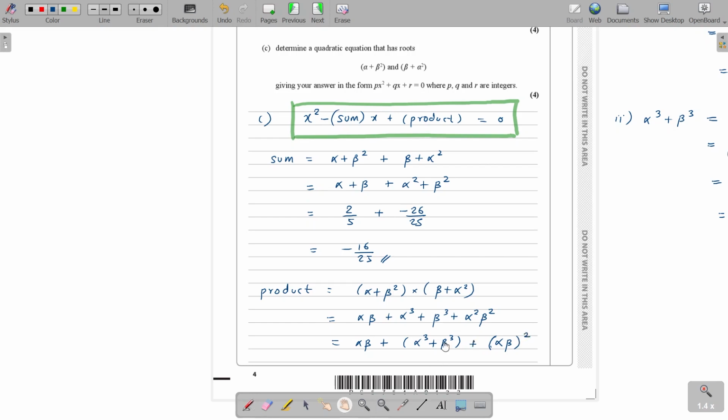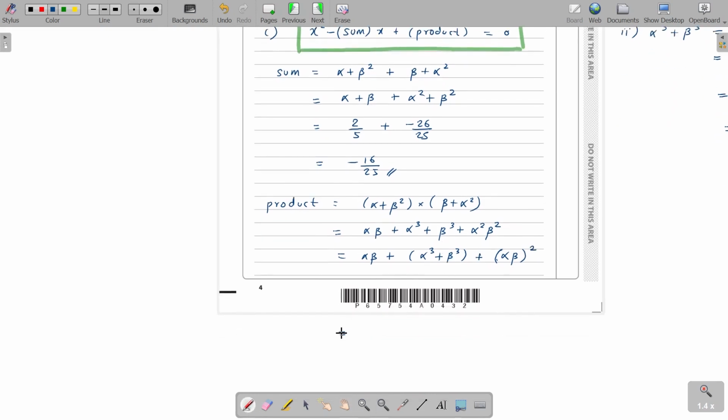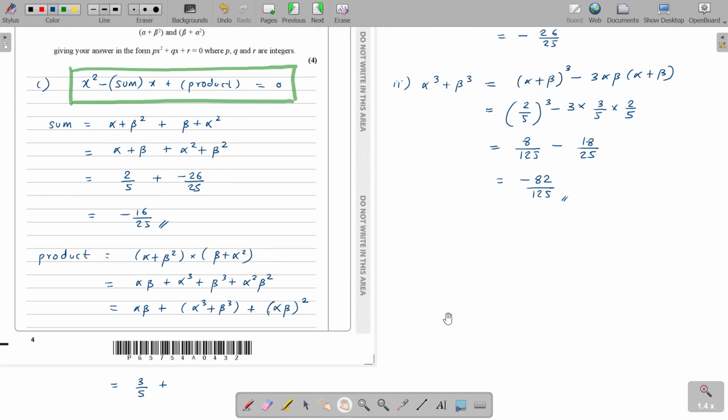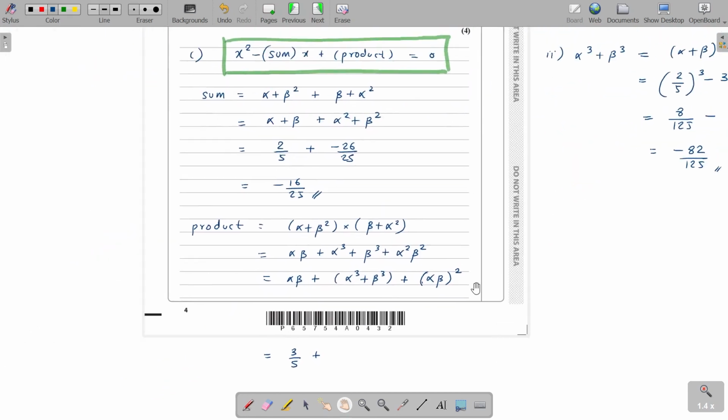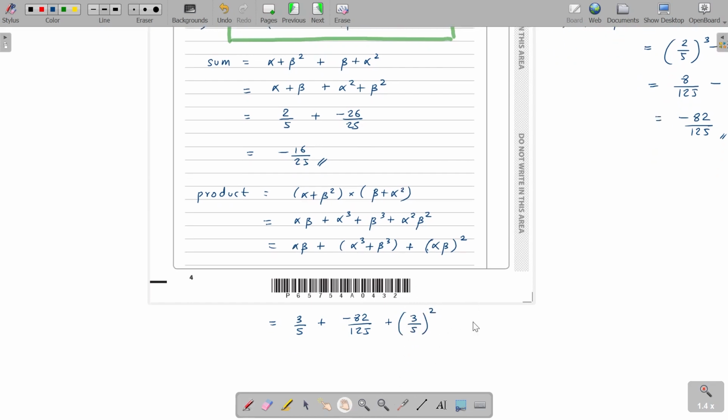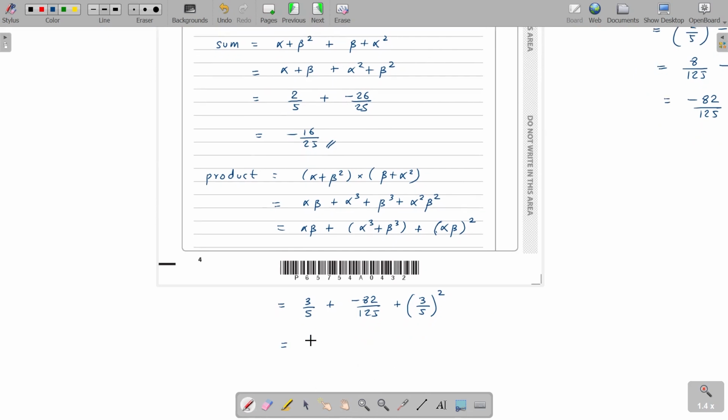Shall we input the values? So what was our alpha beta value? Remind me again. Alpha beta was 3 over 5. Alpha cube plus beta cube answer we got in part B Roman number 2. What is it? Here, minus 82 over 125. Alpha beta whole thing square. Alpha beta is 3 over 5, so 3 over 5 square. Can you all type this in the calculator? Get me the answer. How much is it? 38 over 125. So it's a matter of typing in the calculator.